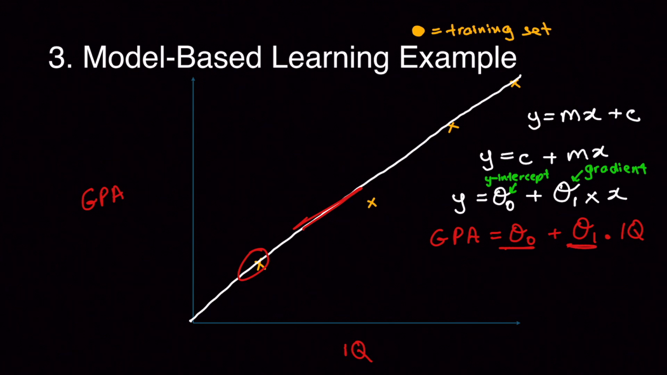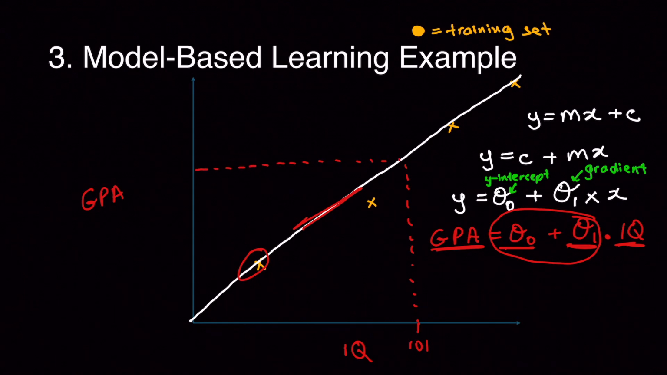And then all it would need to do is, once it is given the x value, the IQ, let's say it is given 101, it would just have to input IQ in here. And since it will already have these values, it would give you your corresponding GPA, which is the graphical equivalent of just going up like this and coming across like this. And then you would have your corresponding GPA.